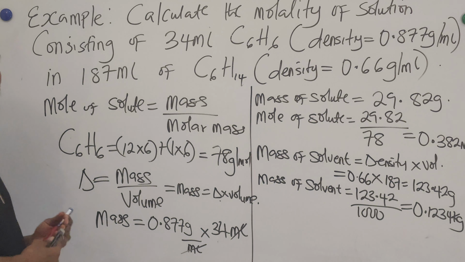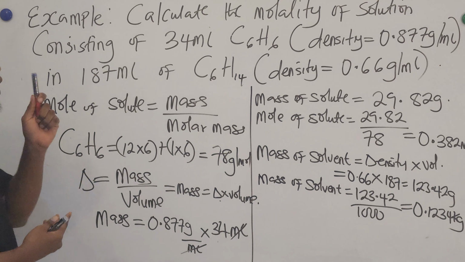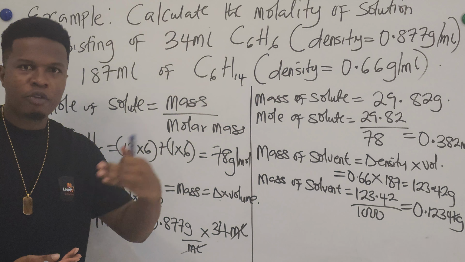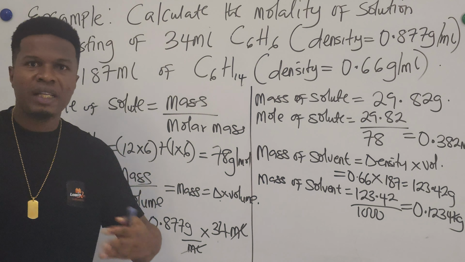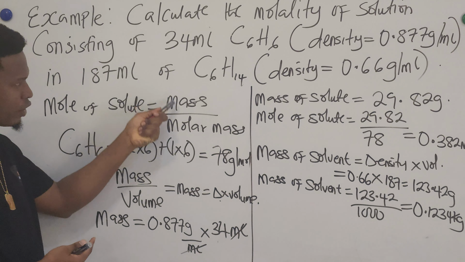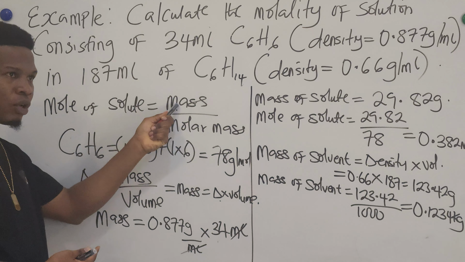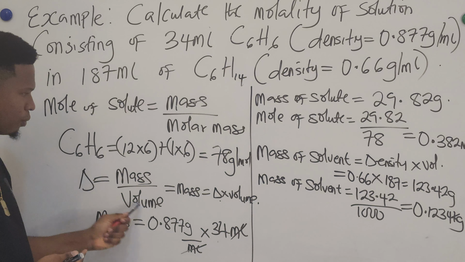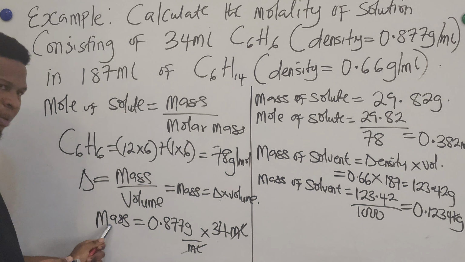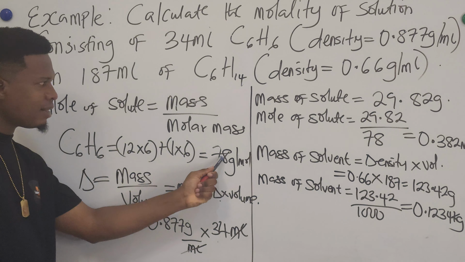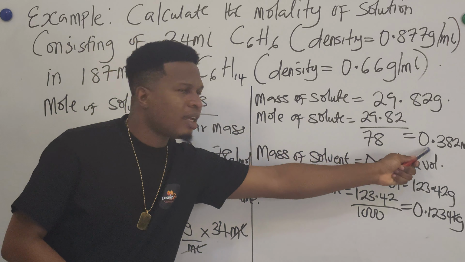Please, let's recap so that those of you that are lost might follow up. What did we do? We are looking for molality. Molality is number of mole of solute over mass of the solvent in kg. So what is the number of mole of the solute? We get it from mass over molar mass. This mass was not given, so we use the density and the volume to get the mass, so that we can plug it here. After getting the molar mass, we did this. That's how we got this here.